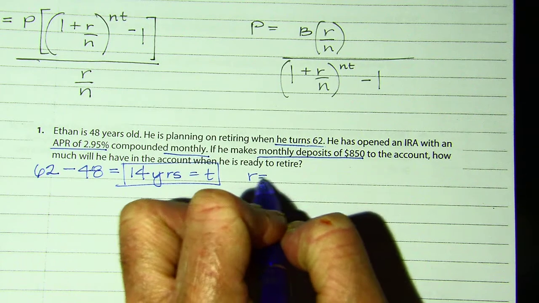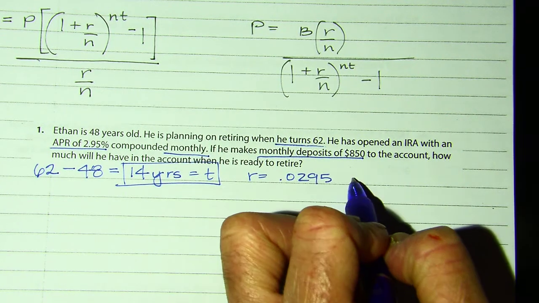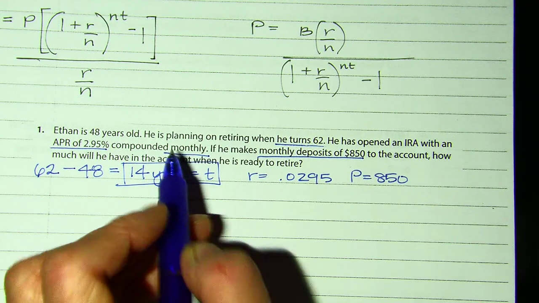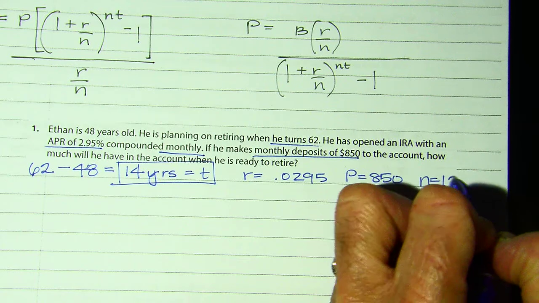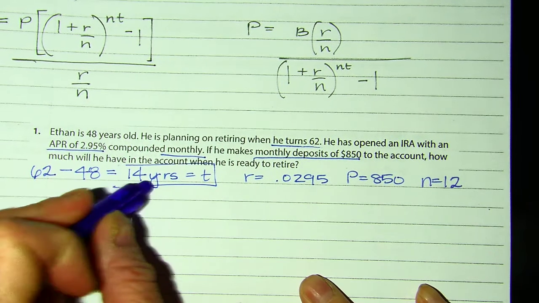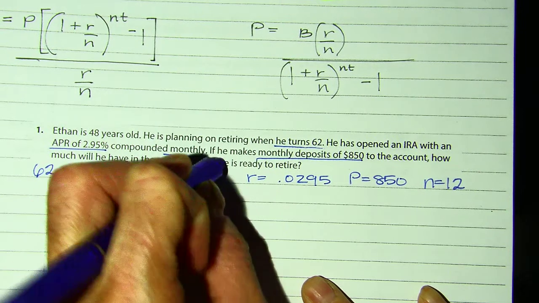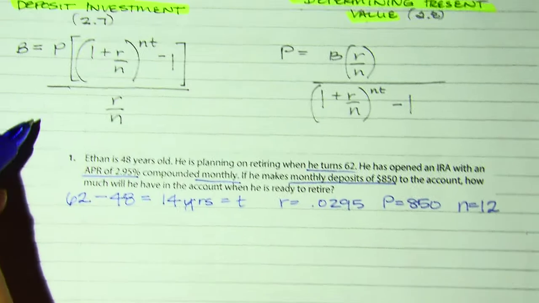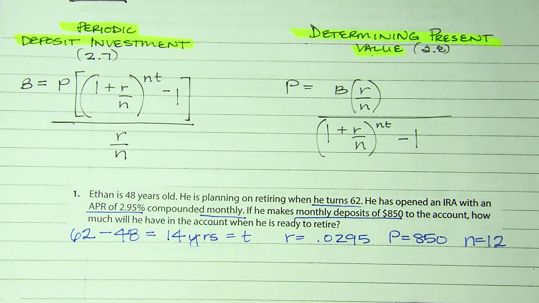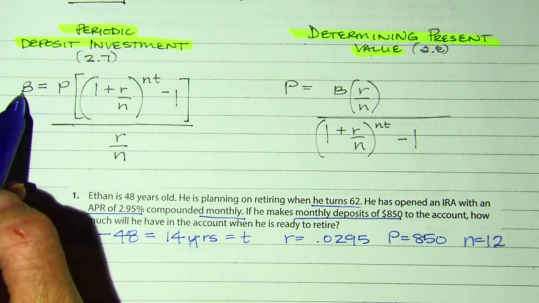So that's T. My rate is 0.0295. My deposits are $850. And compounded monthly is my N value, and there are 12 months in a year. So we're going to plug this into our formula right here. It's not asking how much we have today or what we need to deposit today. It's asking how much we're going to have. So we're going to use this first formula.